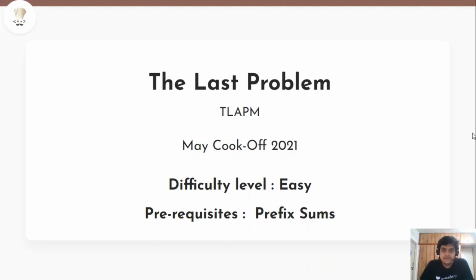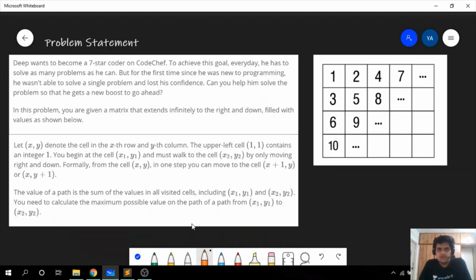The problem that we are going to discuss today is from the recent May Cook-Off, and the problem name is the last problem. Difficulty level of this problem is easy and its prerequisites are prefix sums. So let's have a look at the problem statement.